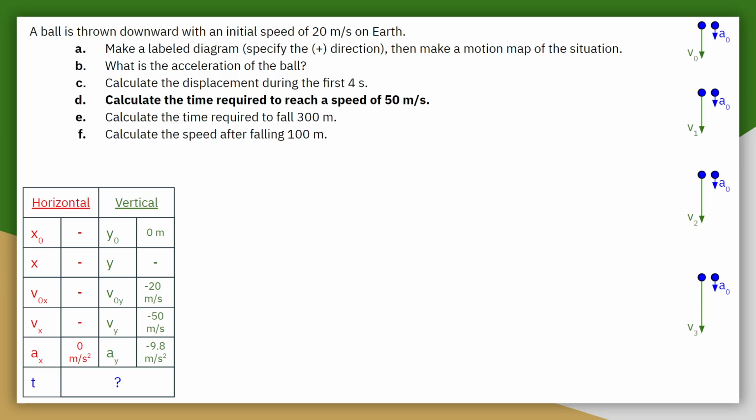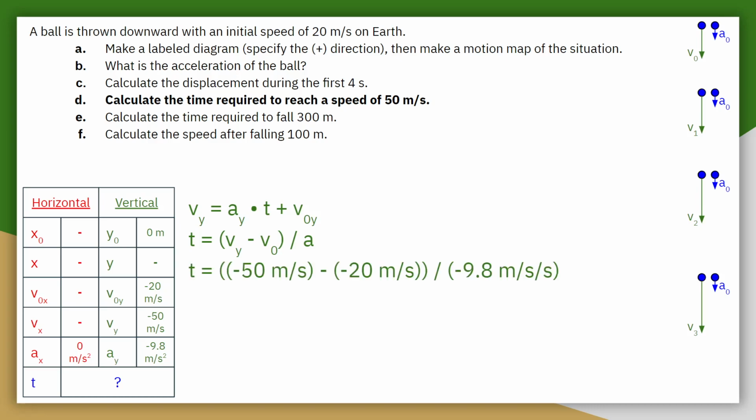So I'm going to choose an equation that has the variables I know and the thing I'm solving for. We know the final vertical velocity. We know the vertical acceleration. We're solving for the time t, and we know the starting vertical velocity. I can rearrange it to get time by itself. To do that, I subtract v naught from both sides, and then I divide both sides by the acceleration. Then I can plug in my values.